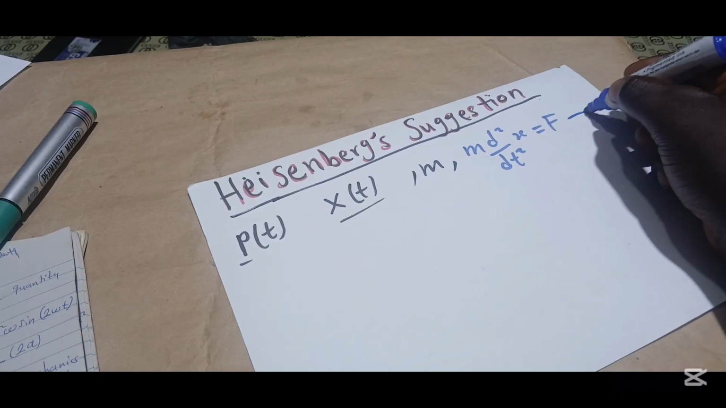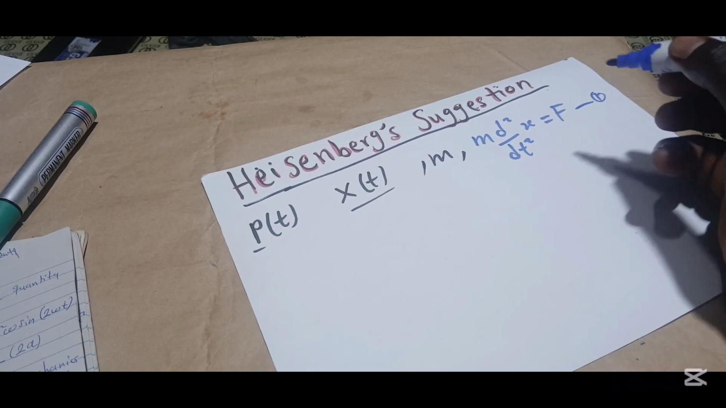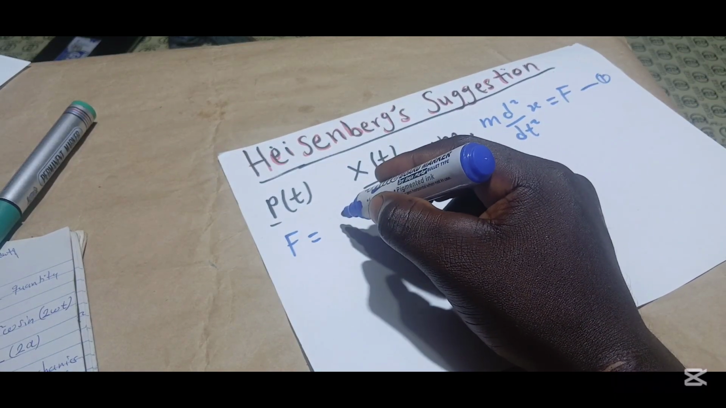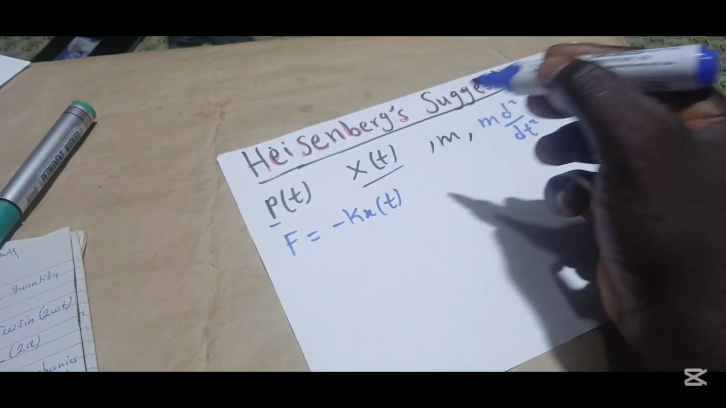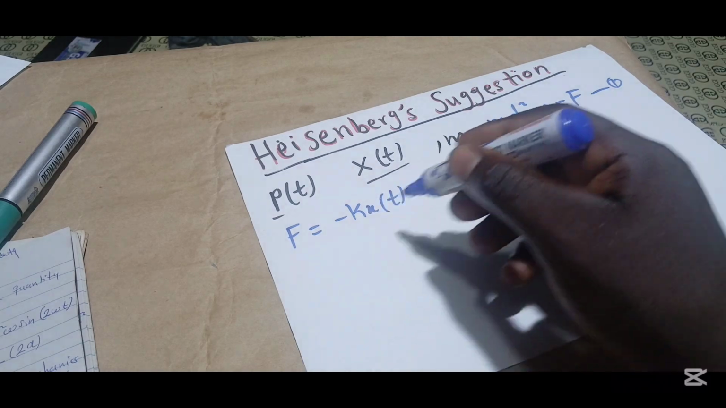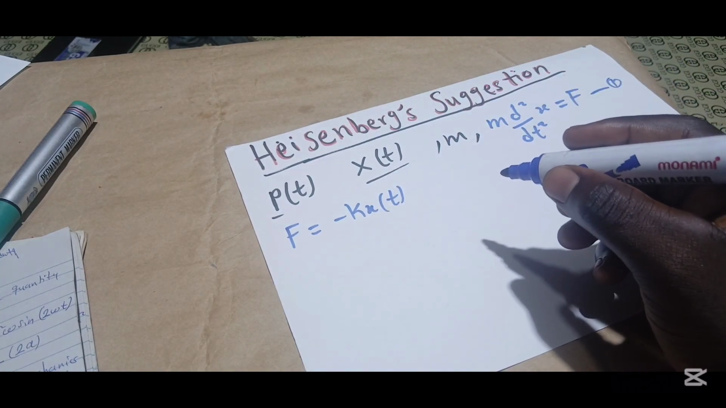And this equation, we can name it as equation 1. And with the force proportional to the displacement, we also have the force to be equal to minus kx of t. You don't have to bother as to deriving these equations here. We just want to get somewhere.